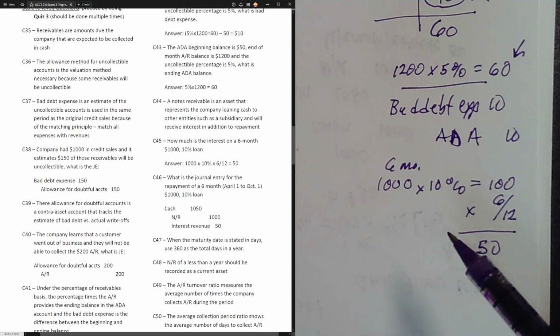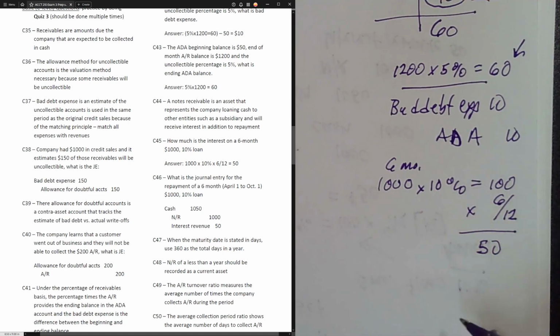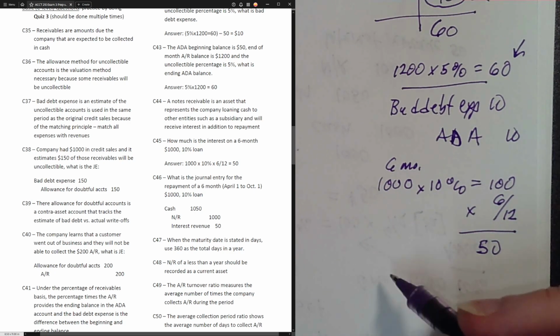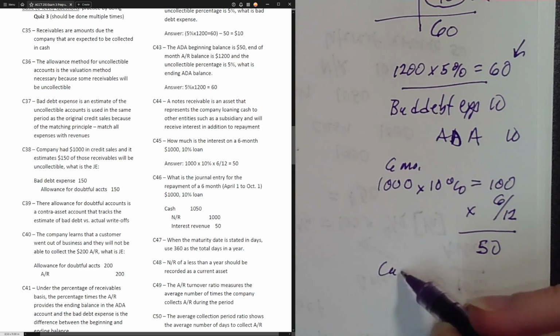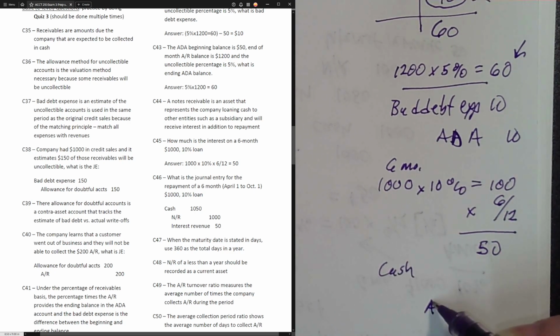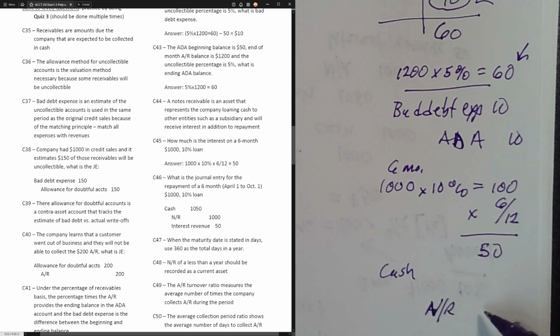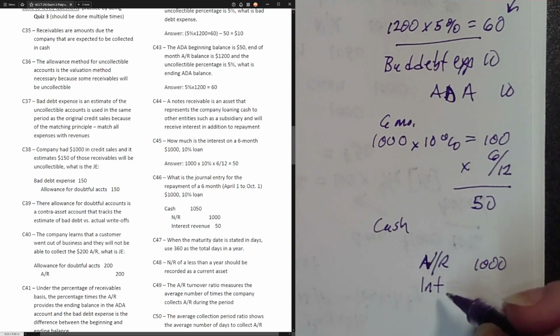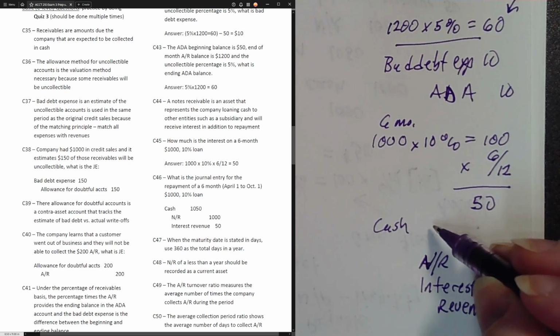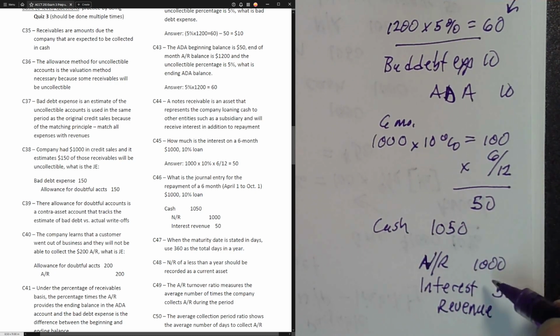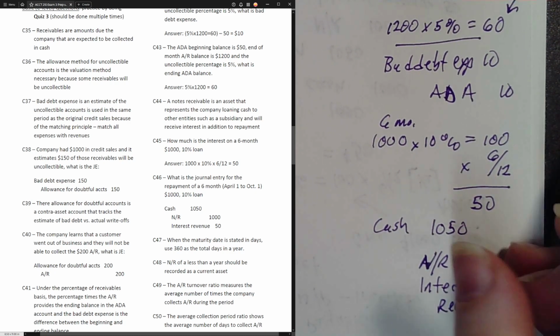What is the repayment? If this was all within 1 year, this is the C level, and that's why I give the dates April 1st to October 1st, then it would just be the repayment of the loan. The loan would be a notes receivable. We borrowed $1,000. We're going to pay interest, and from the loaner's point of view, this is interest revenue, right? We're being paid interest. So $50.